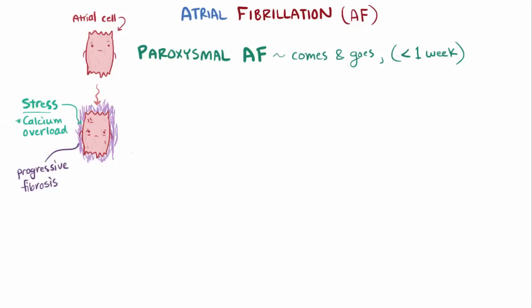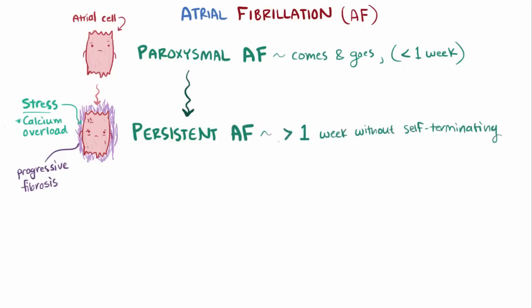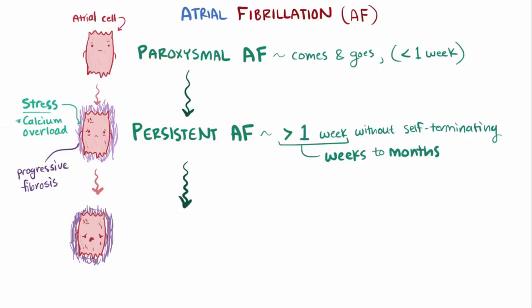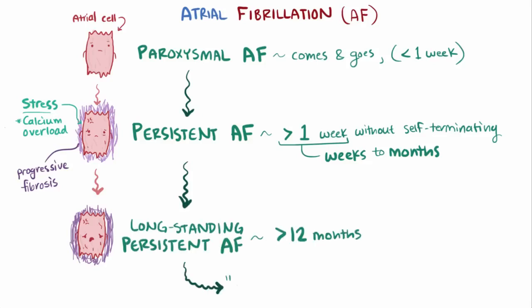When this happens, the AF episode isn't able to spontaneously terminate, and patients have persistent AF, defined as lasting more than a week without self-terminating. Persistent AF episodes can last for quite a long time, weeks to months, and when the AF episodes last beyond 12 months, it's known as a long-standing persistent AF. And permanent AF is what it's called when the patient and the clinician make a joint decision to not attempt to stop the rhythm.